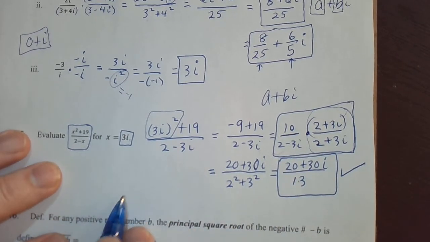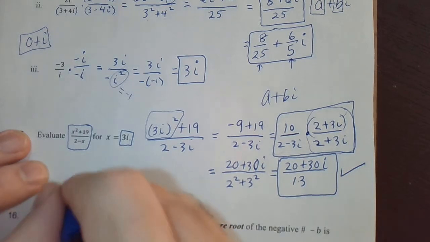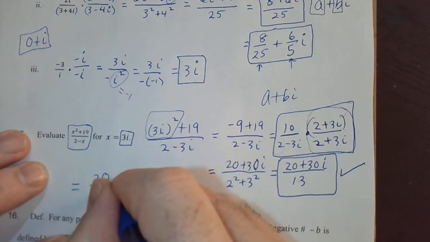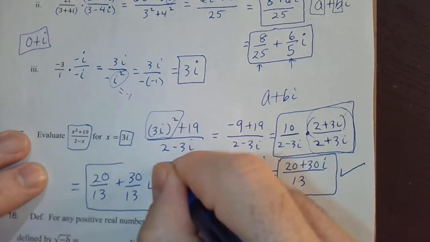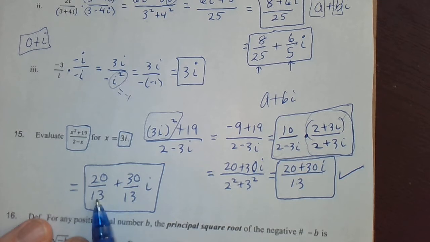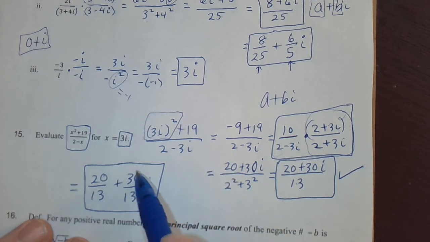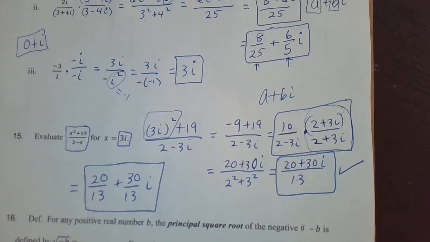So I'm going to have to go to the left here and get a little bit more room. 20 over 13 plus 30 over 13 times i. So for a plus bi, the real part is a, so the real part is 20 over 13, and the part that's multiplied by i is the imaginary part, b, which would be 30 over 13.